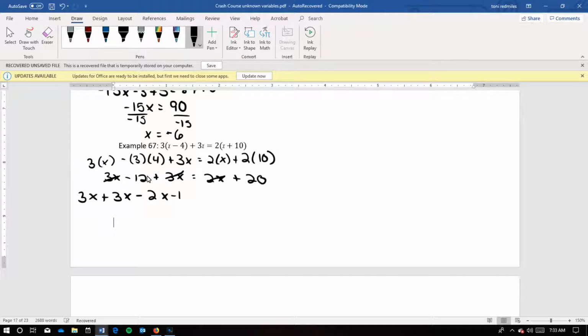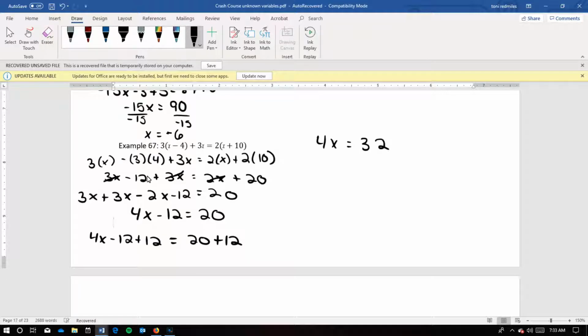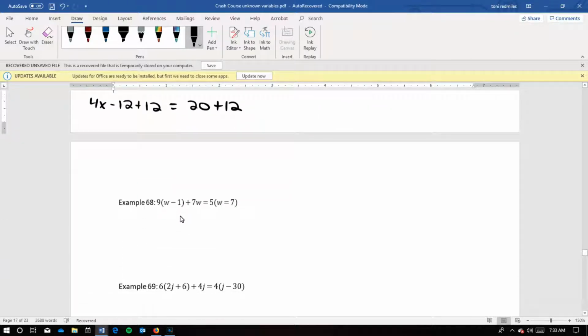Let's drop down what's left. 3x plus 3x is 6x minus 2 is 4x. The 12 is subtracting the x, so I'm going to add it to both sides. And now I'm going to divide out the 4. And that's going to give me 8. A positive because there's no negatives that I have to deal with. No different signs. 3 more.